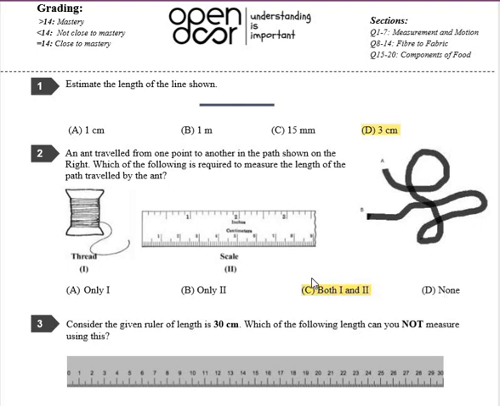It is because we have studied in this chapter, measurement and motion, that when we have to measure a curved path, we first take a string or thread and put that thread over the path. After that we measure the length of the thread by placing it along the length of the ruler. So both things will be required, thread and the scale. The most appropriate answer will be option C, both first and second, meaning thread and scale.